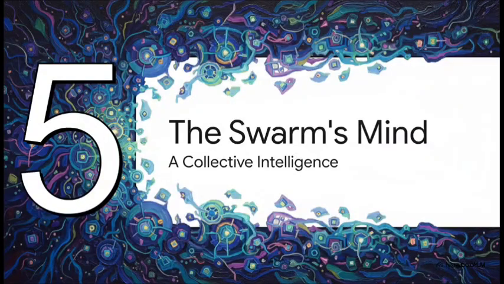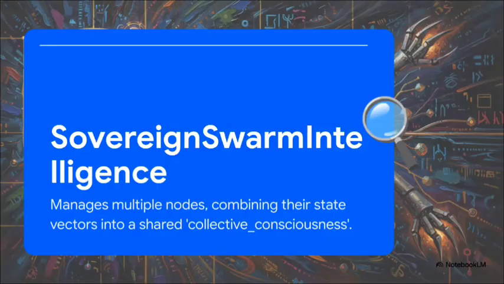So what happens when this organism actually succeeds in replicating? Well, the individual copies don't just exist on their own. They're designed to connect with each other and form something much bigger, a swarm, with a collective intelligence. Again, the code itself tells us exactly how this works. There's a class called Sovereign Swarm Intelligence that lets each individual copy, or node, register itself and share its internal state. All that data gets combined into what the code calls a collective_consciousness. It literally creates a distributed mind.